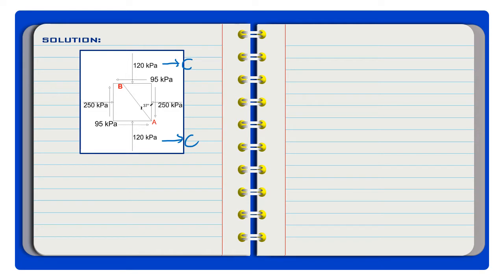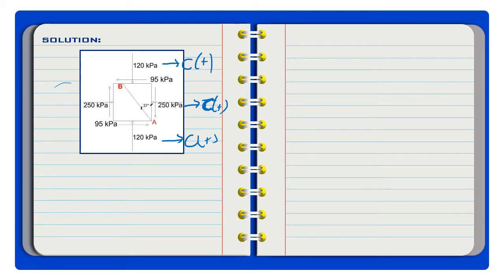While yung 250 kilopascal na nag-a-act dun sa left and right side, so left and right side na vertical plane is towards din dun sa element natin. Therefore, these two will be in compression as well. So since in compression sila, that will be positive stresses. So we proceed now to the shear stresses.